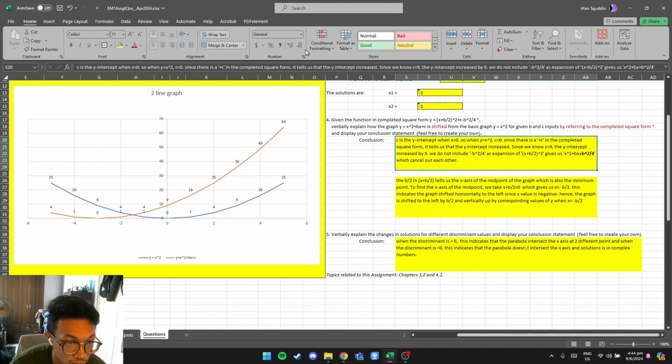So for question 4, in conclusion, c is the y-intercept when x is equal to 0. So when y is equal to x to the power of 2, c is equal to 0. Since there is a plus c in the completed square form, it tells us that the y-intercept has increased.